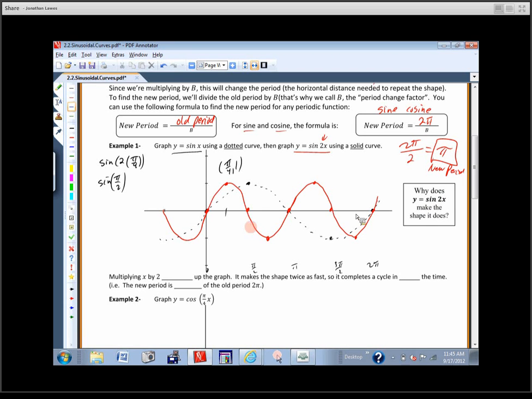Why did it change this way? Why was it horizontally shrunk? Why did it compress it together? Because it does the opposite of what you expected. It does the opposite of what you'd think.